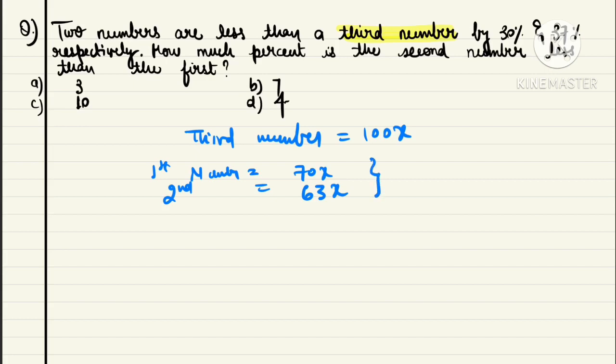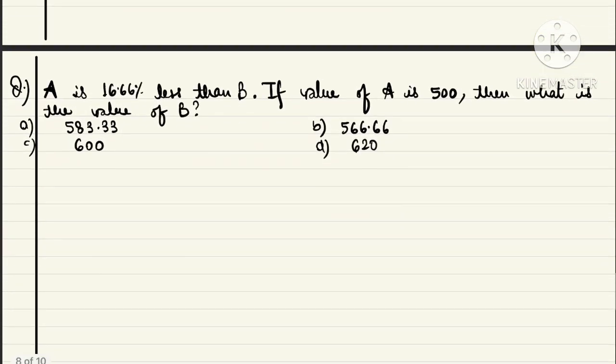Now we have got the first number and second number. So what has been asked? How much percent is the second number less than the first? The difference between the second and the first is 7x upon the first number, 70x, into 100. So it will give 10%. So C will be your answer, right? Next question.